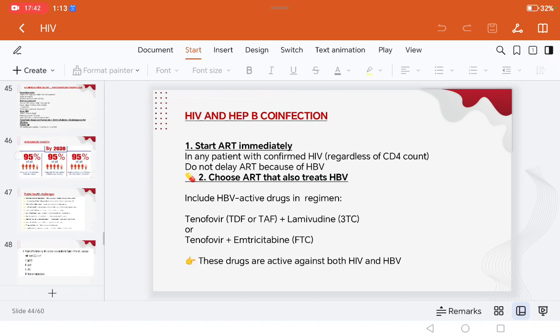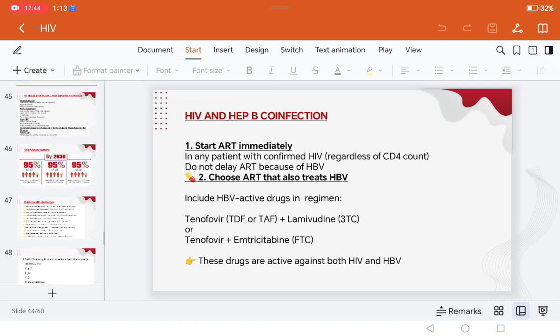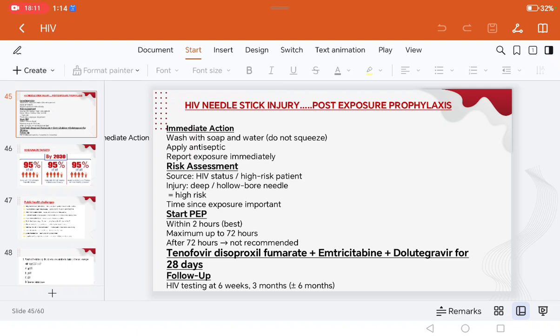So if there is a co-infection of HIV and hepatitis B, then first of all, ART is started in any patient with confirmed HIV, regardless of CD4 count. Do not delay the ART because of hepatitis B virus infection, and those ART regimens are chosen that also treat the hepatitis B virus. They include tenofovir and lamivudine, or tenofovir and emtricitabine. These drugs are active against both the viruses.